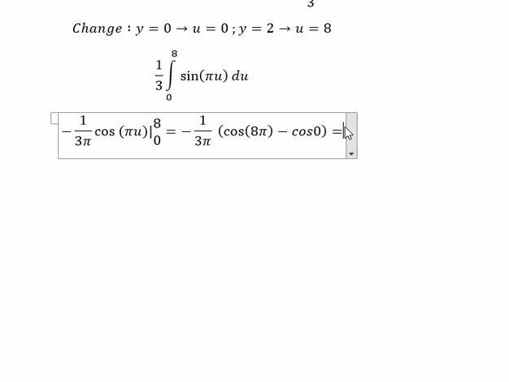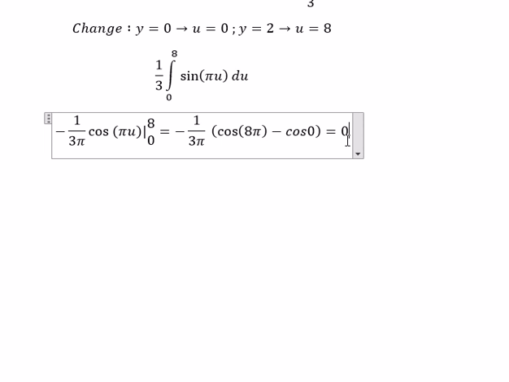And you got about number 0, because this is number 1, this is number 1, 1 minus 1, you got about 0. So everything in here go to zeros.